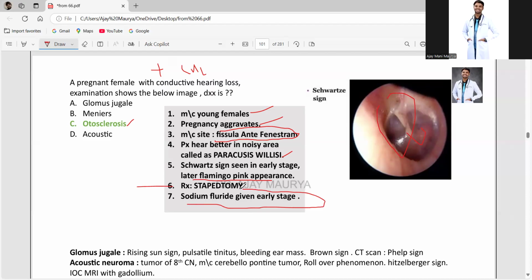Sodium fluoride given early stage. Sorry for the disturbance, guys.